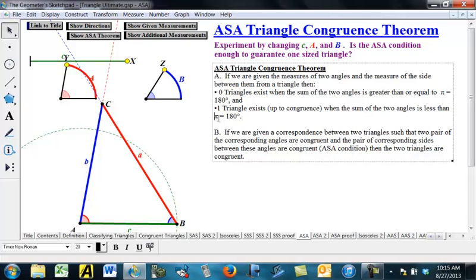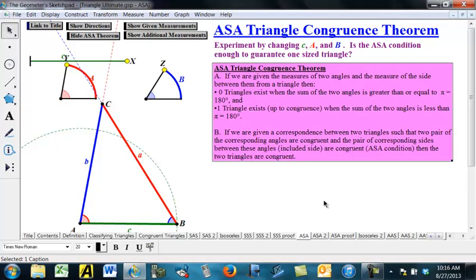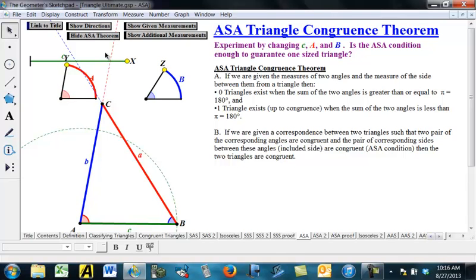In other words, it may be in a different location, you may have to slide it over, you may have to flip it and rotate it, but you could match them up exactly. If we actually have two triangles, and we're given a correspondence between the two triangles, such that two pairs of corresponding angles are congruent, and the pair of corresponding sides between these angles, that's the included side, that's the ASA condition, then the two triangles have to be congruent. And so that's our conclusion.